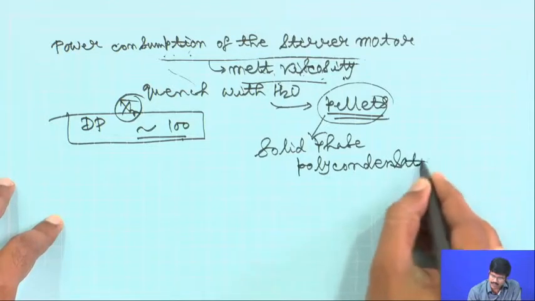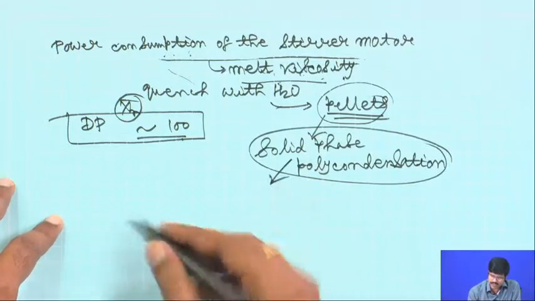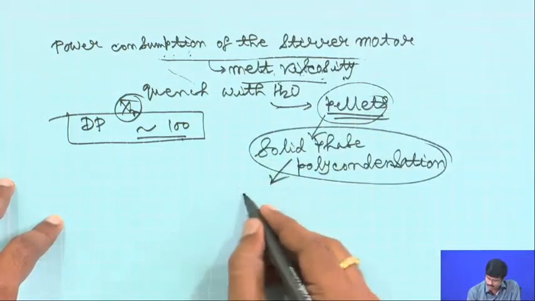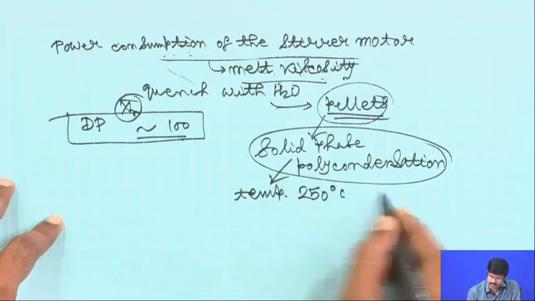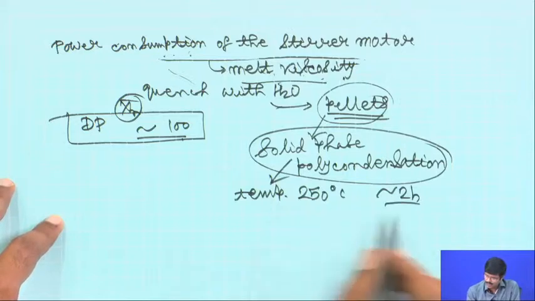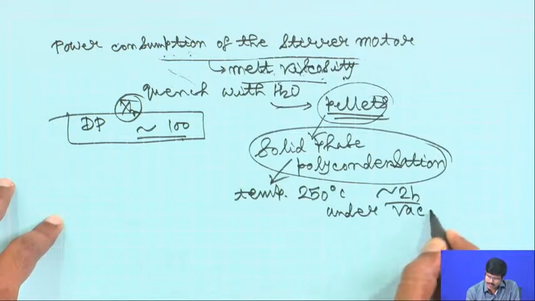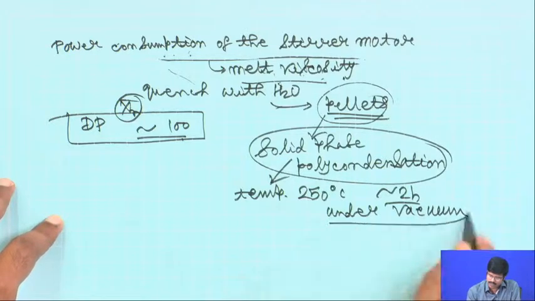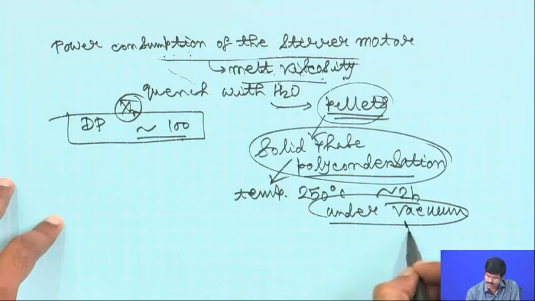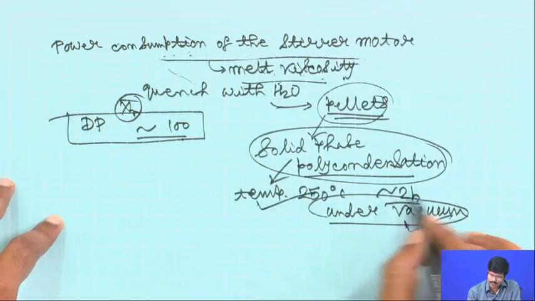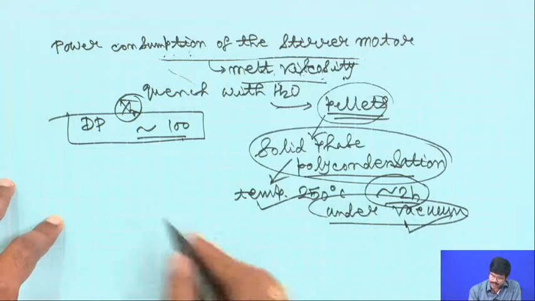What you do is that in the solid phase itself you further do the polycondensation. You heat it up to temperatures of 250 degrees Celsius for around 2 hours, okay, and under vacuum, of course, because remember that when the polycondensation is progressing, your ethylene glycol is being liberated, and that has to be removed from the system. So, you go to high temperature, keep for certain time, this has been standardized.